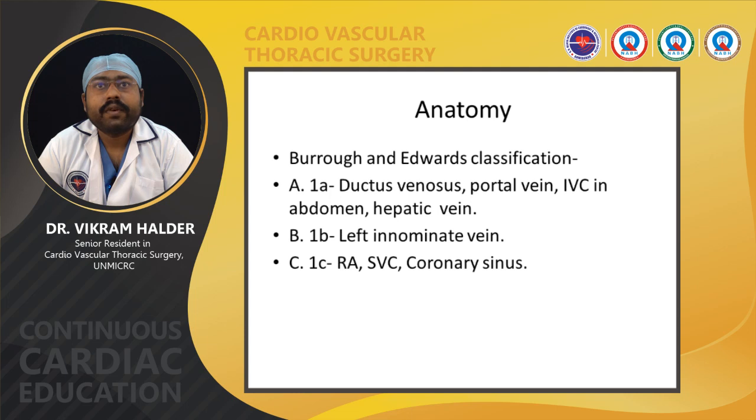And Barrow and Edwards described 3 types of TAPVC according to the route. Type 1A is the long route, that is ductus venosus, portal vein and IVC in the abdomen and hepatic vein, and 1B is the intermediate route, in which the common chamber drains into the left innominate vein, and 1C is the shortest route, in which the common chamber drains into the RA, SVC or coronary sinus.